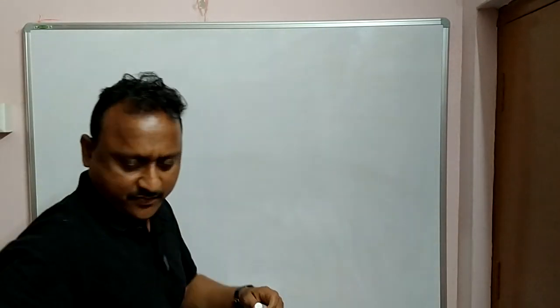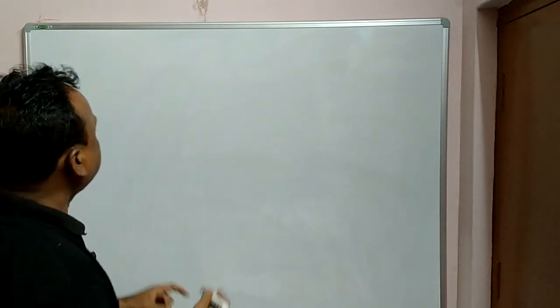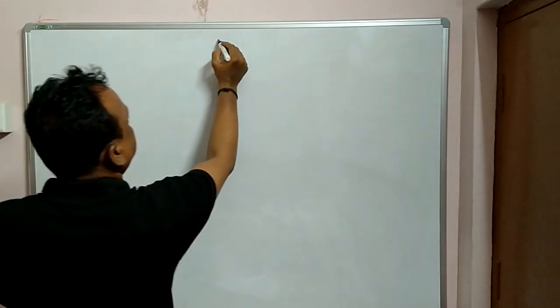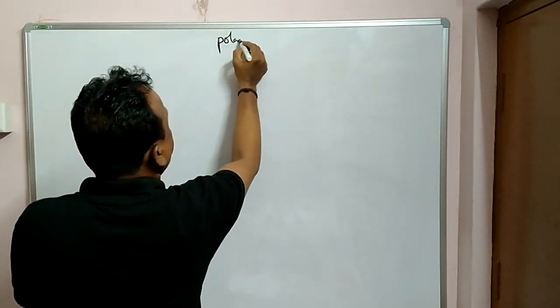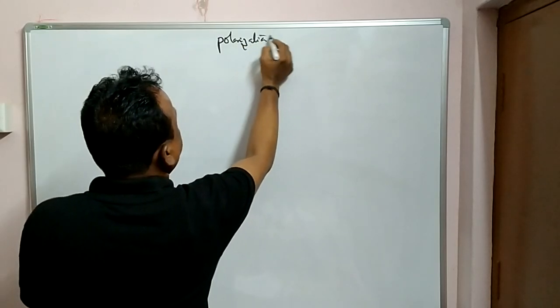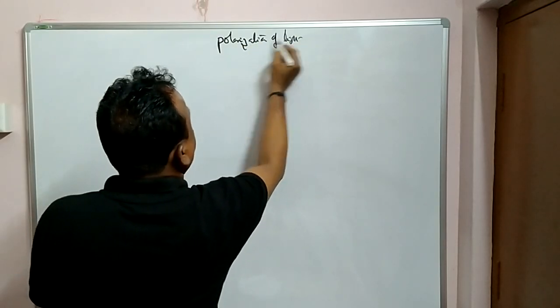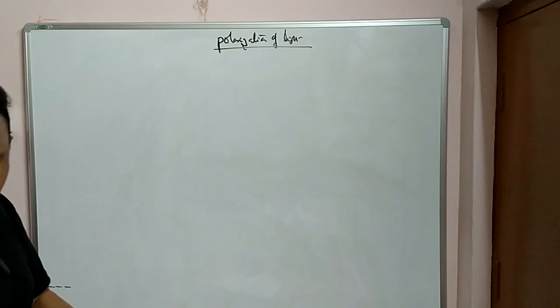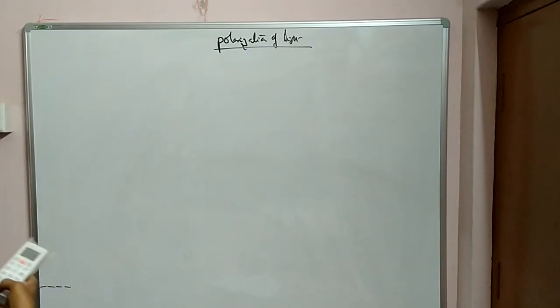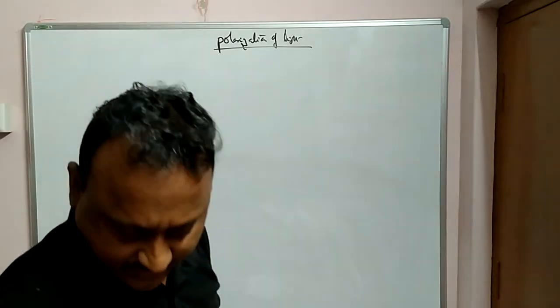So polarization means generally, see for example, last one, polarization of light. How to explain the polarization of light?